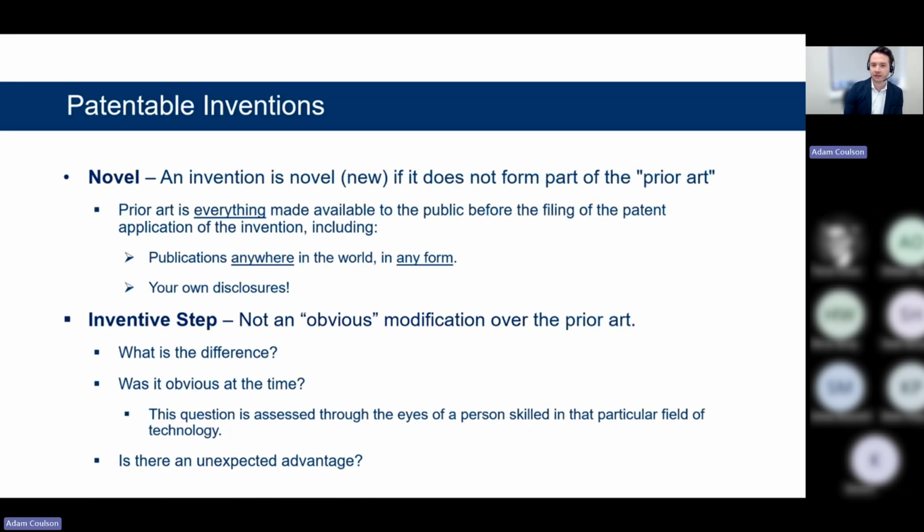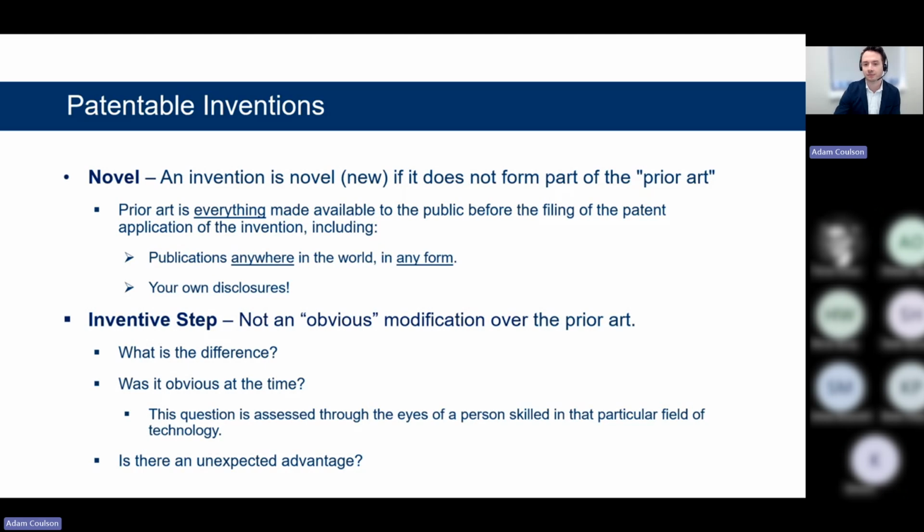Now, touching briefly on what makes an invention patentable. So, to be patentable, an invention must be new or novel, which means that it does not form part of the prior art. Prior art is considered to be everything made available to the public before the filing date or the priority date of the patent application. Now, this includes any publication anywhere in the world and in any format.